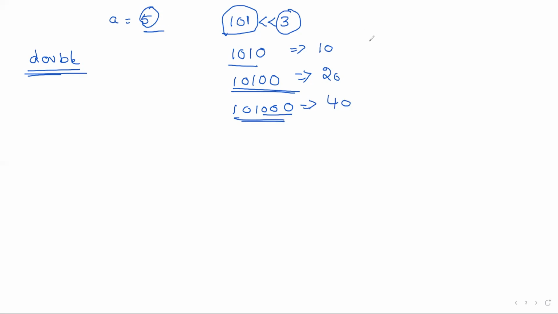It is doubled. This is doubled in the sense of 5 into 2 power n. That is, first time 5 into 2 power 1, 5 into 2 square, 5 into 2 cube, like this. 5 into 2 power n. Now, right shift.